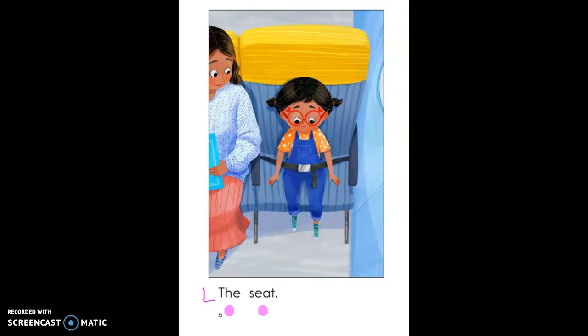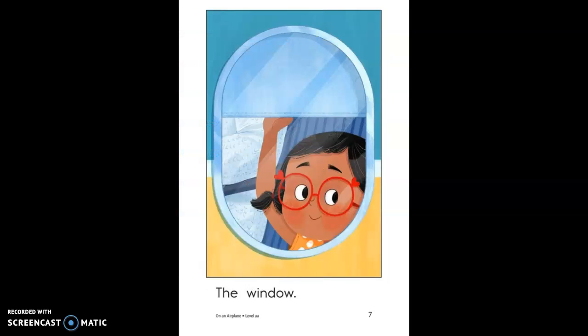Let's keep going. I want to start on the left side of the page because I know good readers start on the left side. I'm going to point under each word as I read, starting with the pattern, the window. Window is a big word.